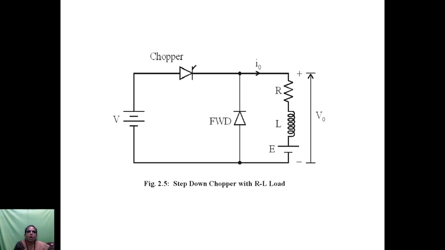Here is the step down chopper with RL load. The supply is given when the chopper is on. Here the output voltage V0 is across the R, L and E load. First, when the chopper is on, the current I0 will pass through the R and L. At that time, energy will be stored in the L. During the off period of the chopper, the energy stored in the inductance will be released. So the freewheeling diode will be on, and the current I0 will pass through this loop. At that time the output voltage is 0.